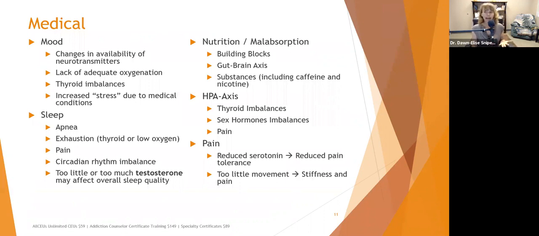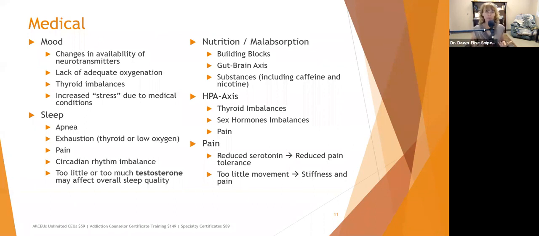The HPA axis can be activated because of thyroid imbalances, sex hormone imbalances, pain, or insufficient sleep. That one's not even on there. When you look at the medical condition somebody has, even if it's something you're not thinking is life-threatening, you do want to look at the impact of that. And pain causes reduced serotonin, which leads to reduced pain tolerance, and too little movement from pain.